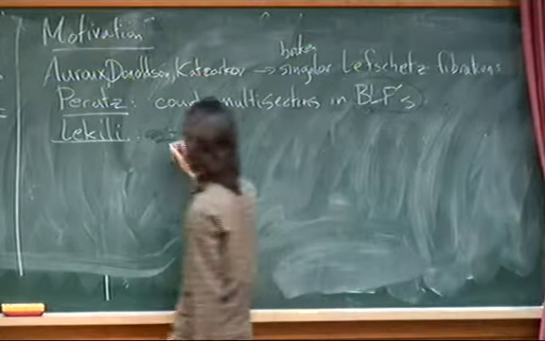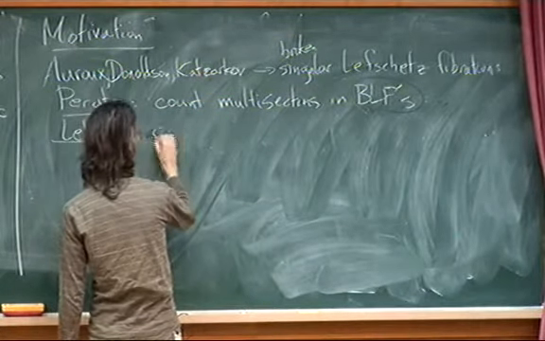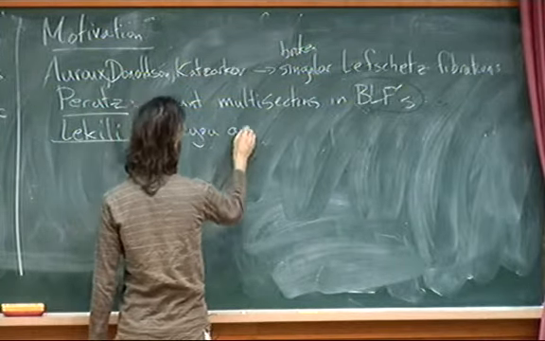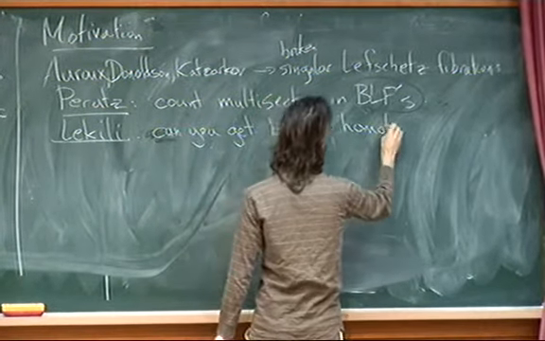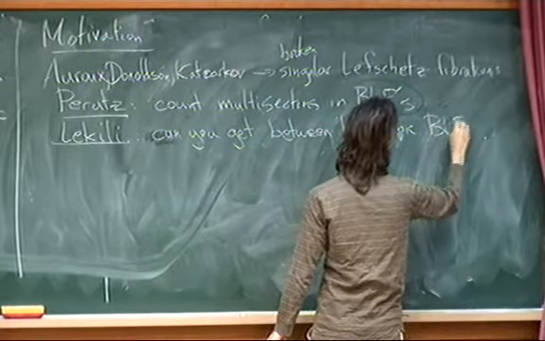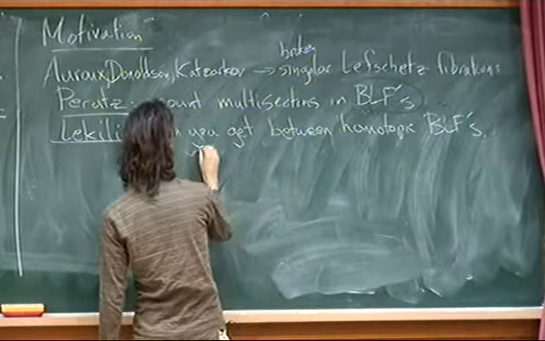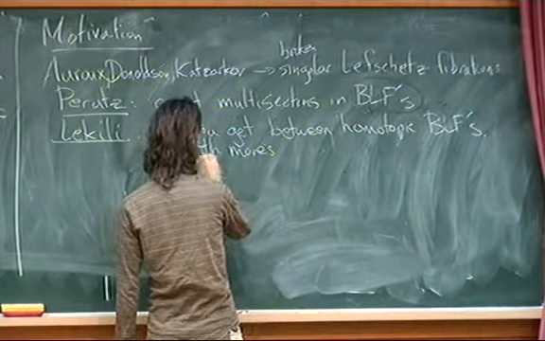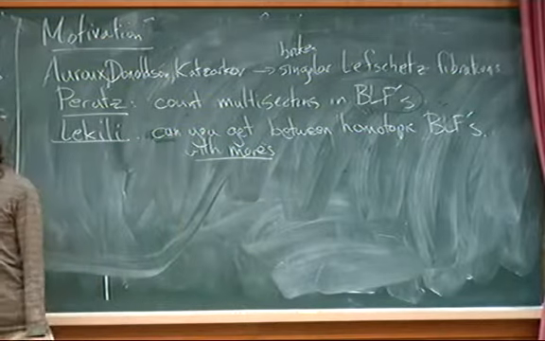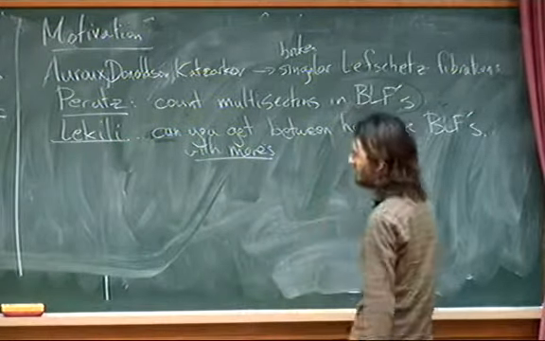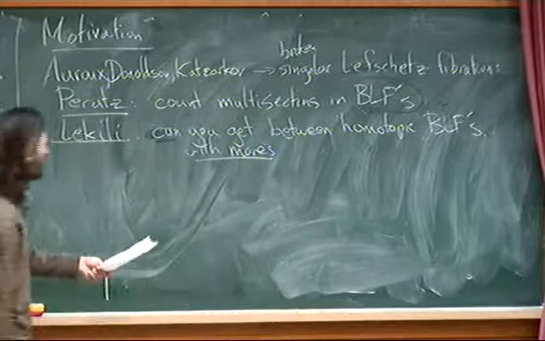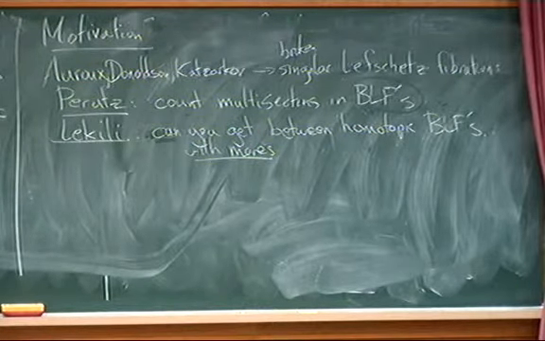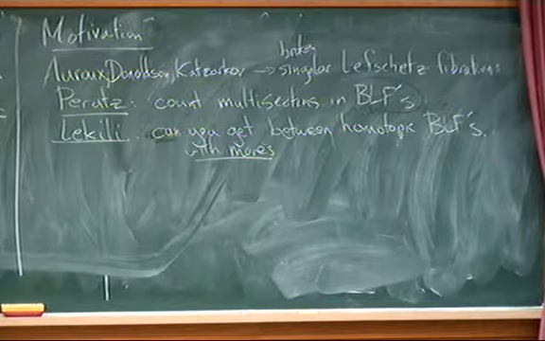So Lekili basically asked the question, can you get between homotopic broken Lefschetz fibrations with moves? He described what the moves should be, and he showed that it would boil down to answering the question of whether you could connect them with a deformation that avoids definite singularities along the way. So he described what the moves would be that would follow from this theorem, okay? But he just didn't have this theorem, and it was only in dimension 4. So in some sense it's motivated by that.